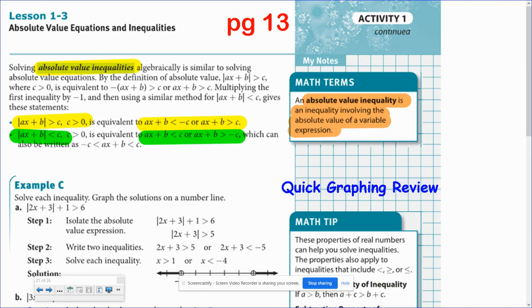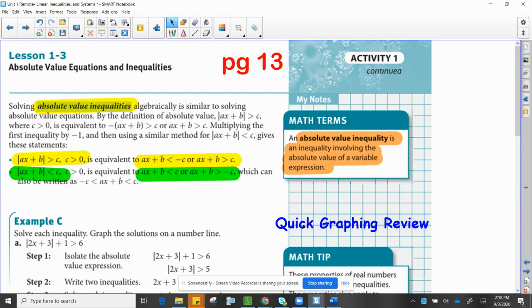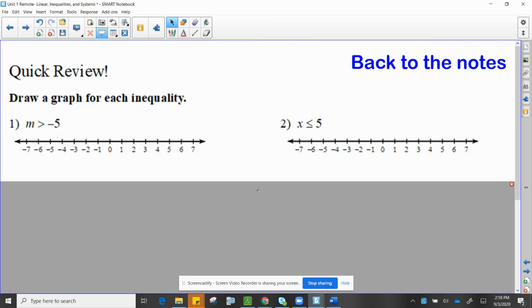Now, before we actually do any solving, I just want to do a quick review of how to graph a solution of an inequality, because we're going to be needing to do that today. So I just have two inequalities here we're going to graph pretty quick. And I just want to remind us how we actually graph on a number line. So if you remember, we have the greater than symbols, and we have our less than symbols.